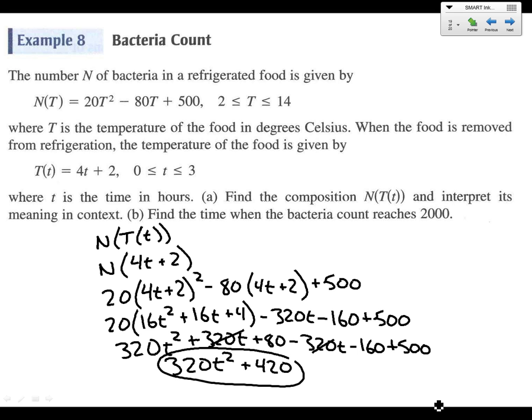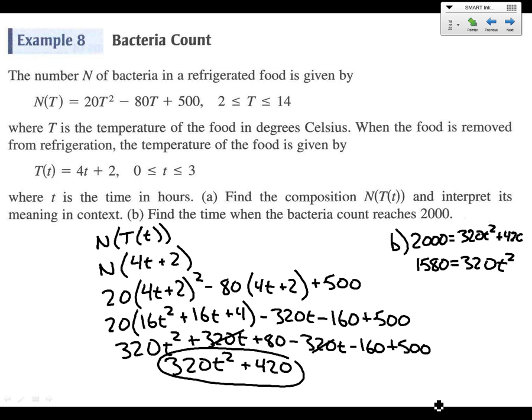Alright, so find the time when the bacteria count reaches 2,000. So we're going to say 2,000 equals our final answer, 320t squared plus 420. Let's go ahead and solve. Subtract 420, we'll get 1580 equals 320t squared. So t squared equals 1580 over 320.